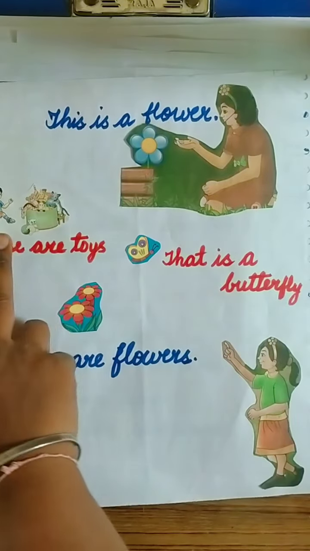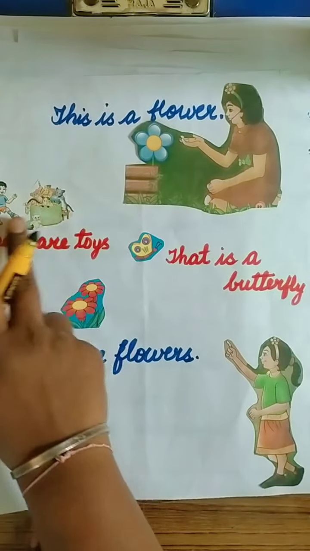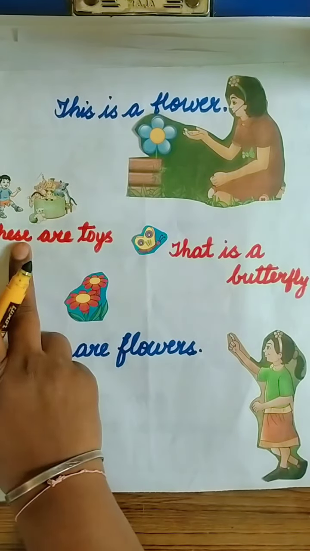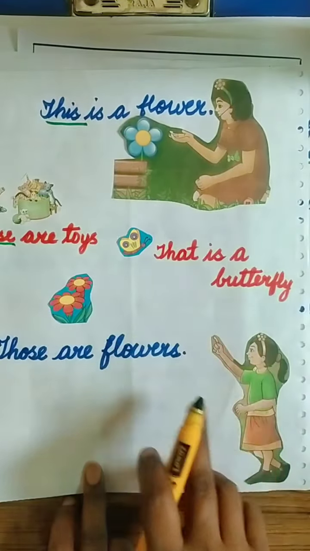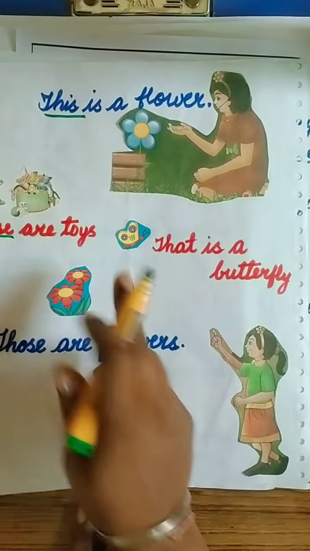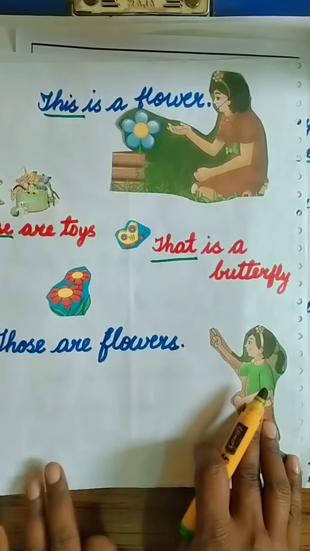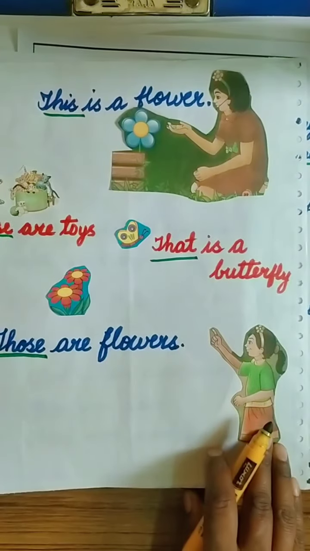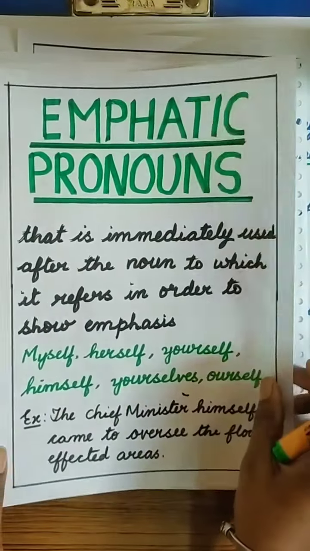Here the boy says these are toys. They are very near to the boy, and there are many, so the word we are using is these. Now this girl is pointing out to a butterfly which is far from her. So that is a butterfly. That means it's very far. And she again says those are flowers. Those are flowers which are very far from the girl. Is it clear? Okay. Next, we'll go to the next one.